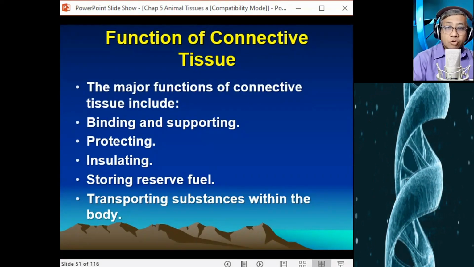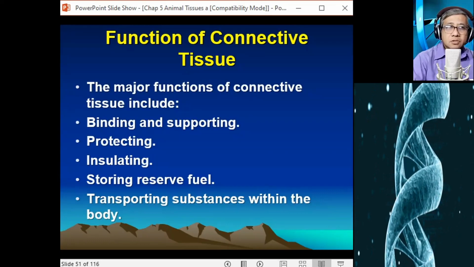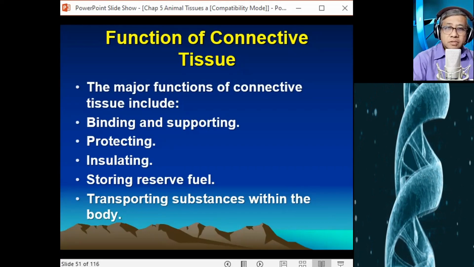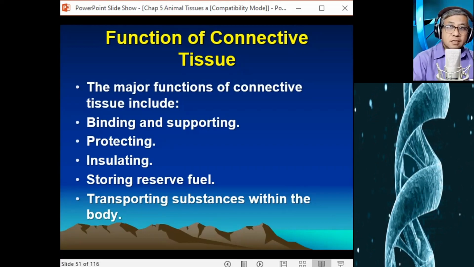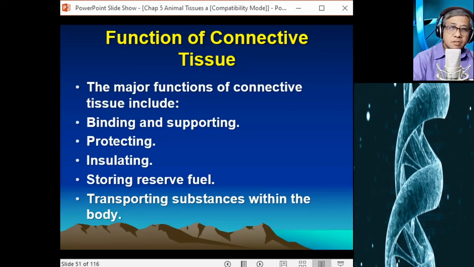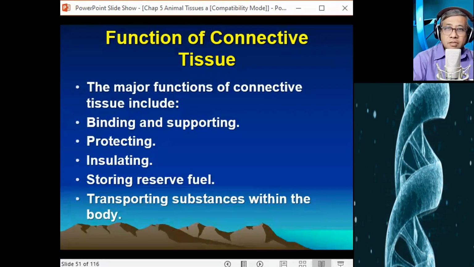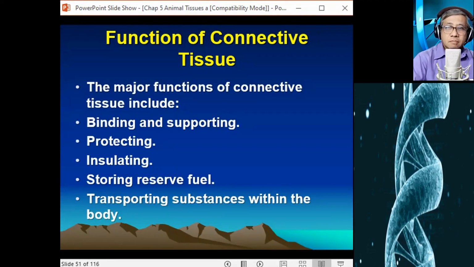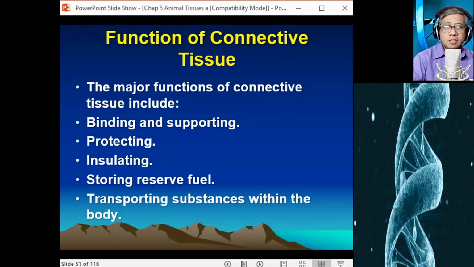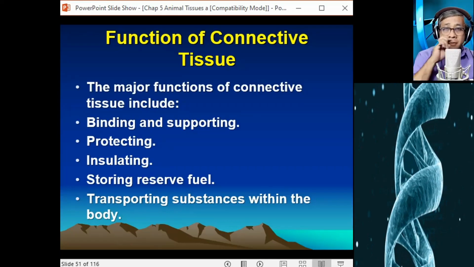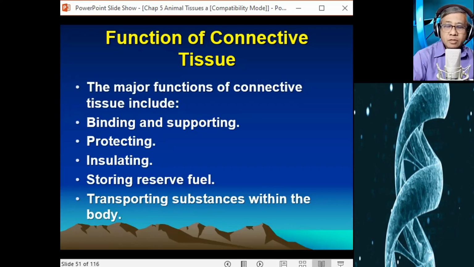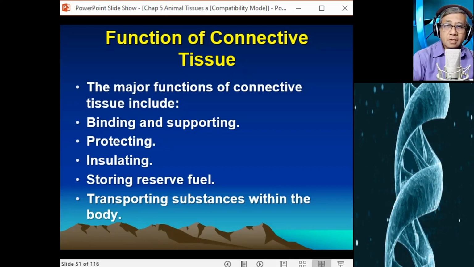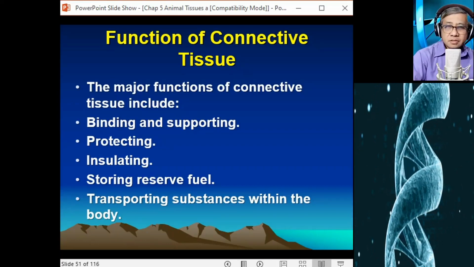Next, we have storing reserve fuel as in the case of adipose tissue. And the transport of substances within the body as in the case of the blood, because the blood is a liquid connective tissue. So those are the major functions of connective tissue: binding and support, protection, insulation, storage of reserve fuel as in the case of adipose or fat tissue, and the transport of substances as in the case of the blood.